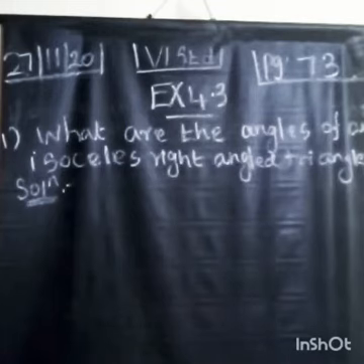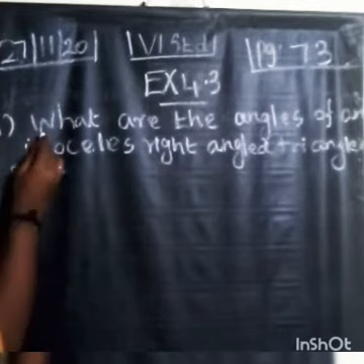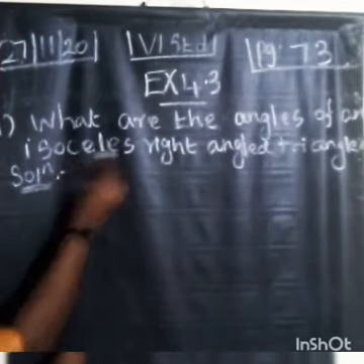Hello kids, today we move on to the next exercise, 4.3, question number 1. What are the angles of an isosceles right angled triangle?